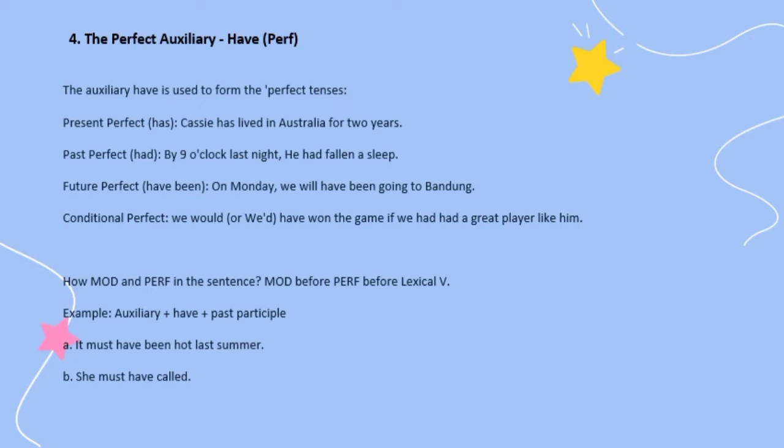And then, how do the modal auxiliary and perfect auxiliary work in the sentence? Modal auxiliary comes before perfect auxiliary, before lexical verb. The pattern is, modal auxiliary plus have plus past participle. The example is, it must have been hot last summer, or she must have caught a cold.